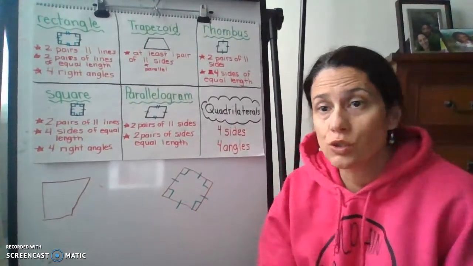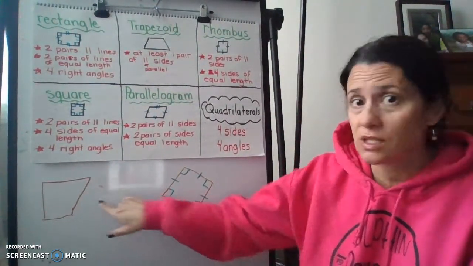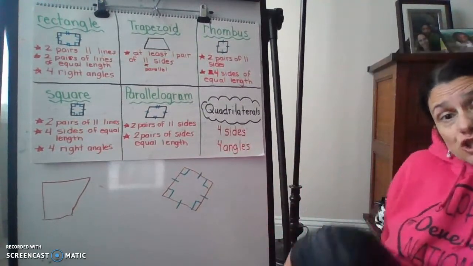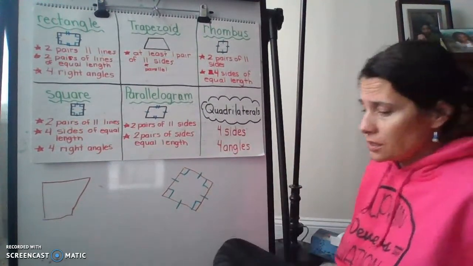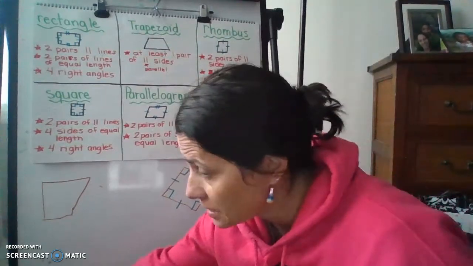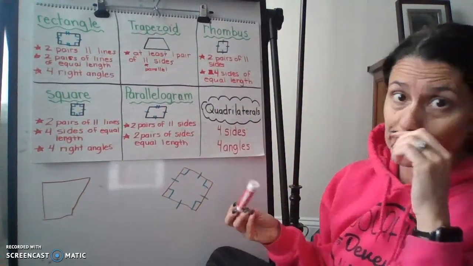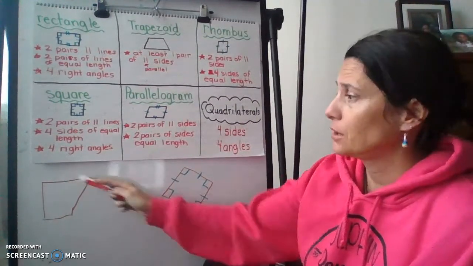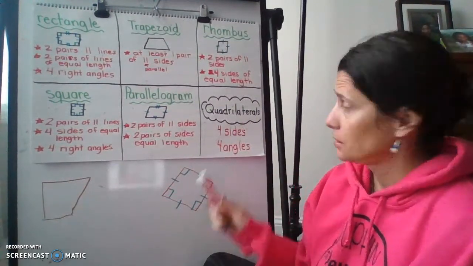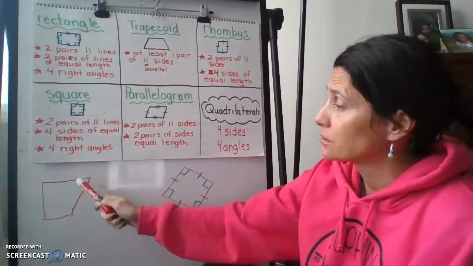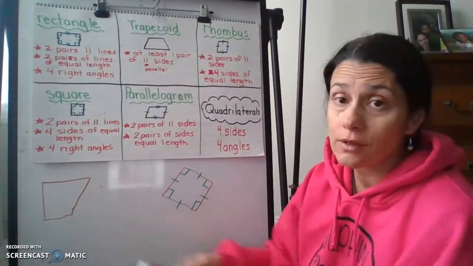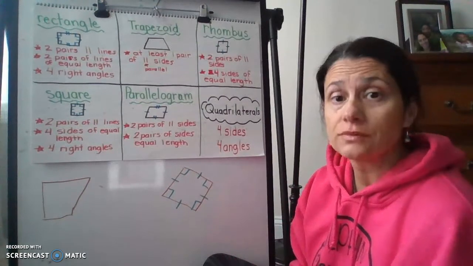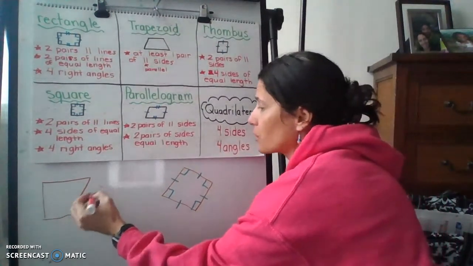Our job is to give as many names to these shapes as we can, using our chart to help us. The first thing we have to ask ourselves is, is it a quadrilateral? Does this shape have 4 sides? 1, 2, 3, 4. Yes. Does this shape have 4 angles? 1, 2, 3, 4. So is that a quadrilateral? Yes.